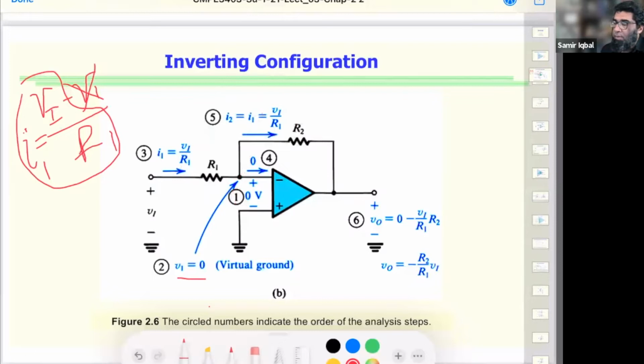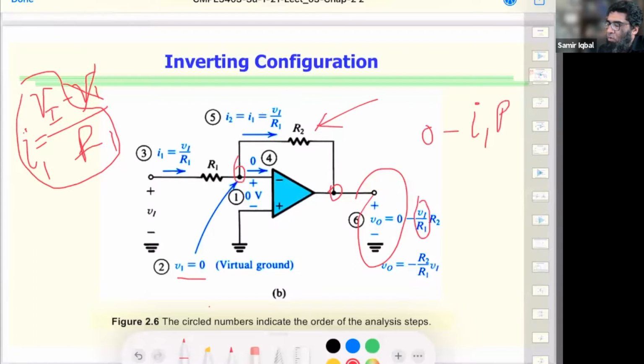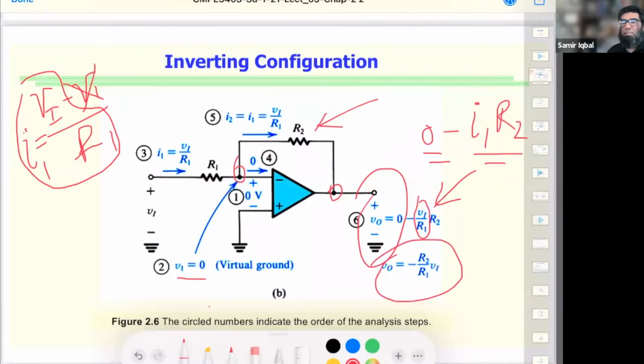All right, but then what is the output voltage? From this node to this node, there's this resistance, but there's current flowing because of the difference of these two voltages. If I were to write that down, this is I1. So I'm writing 0 minus I1 R2, the potential on one side and the potential on the other side. This translates to this. If you simplify this, we get to this relationship.